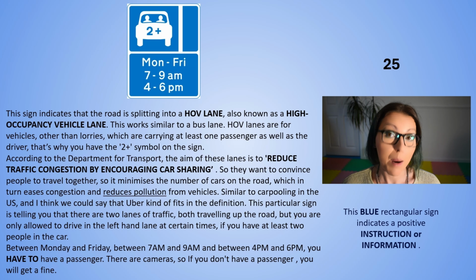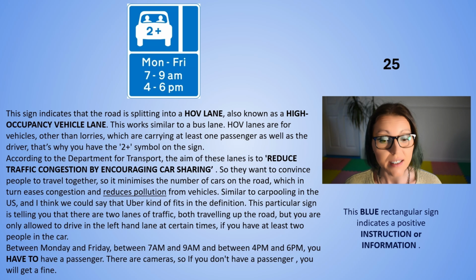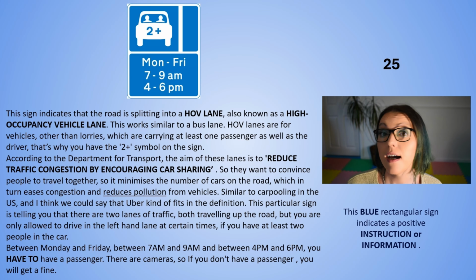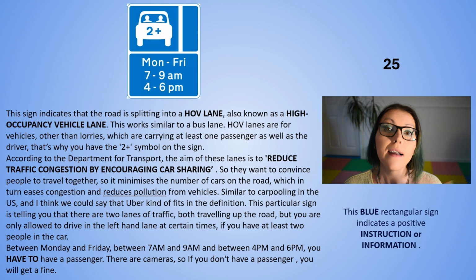This particular sign, which is on your screens, is telling you that there are two lanes of traffic, both traveling up the road, but you are only allowed to drive in the left-hand lane at certain times if you have at least two people in the car. Between Monday and Friday, between 7 a.m. and 9 a.m., and between 4 p.m. and 6 p.m., in this particular sign, you have to have a passenger.